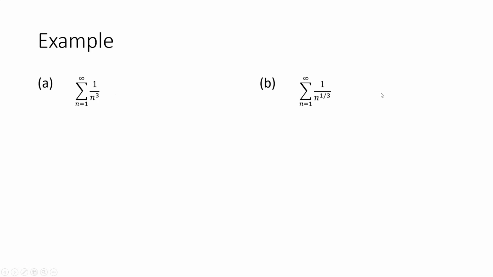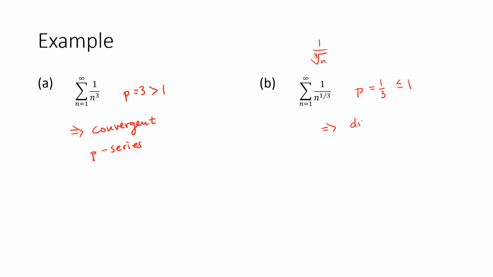Here are just some other simple examples. So the series 1 over n cubed, here, what's the p? In this case, it's a p-series with p equal to 3, certainly bigger than 1. So this is a convergent p-series. Versus here, 1 over n to the 1/3 power, this is a divergent p-series. Notice this is the same as 1 over the cube root of n. So here p is 1/3, which is less than or equal to 1, so it's a divergent p-series.